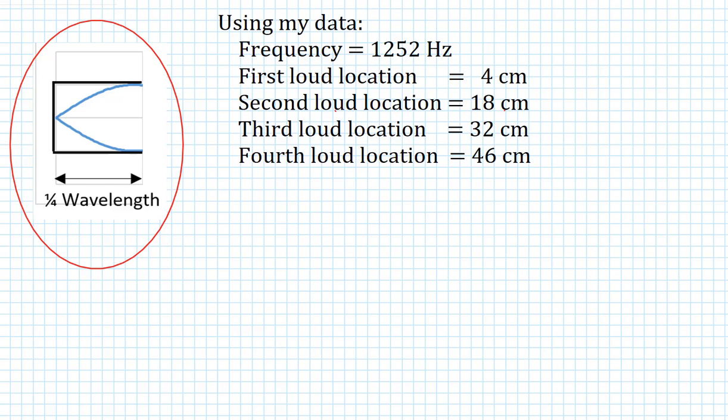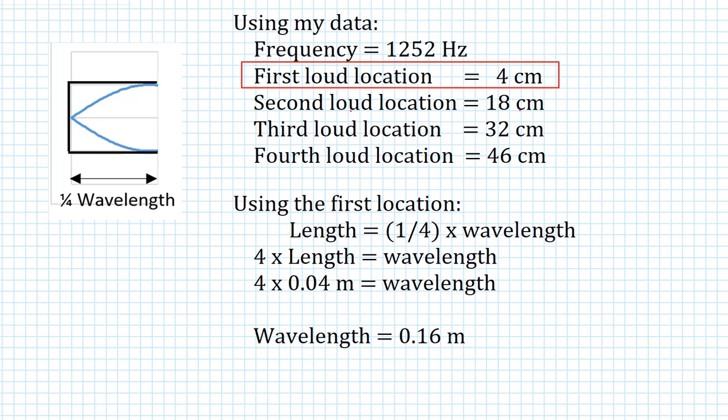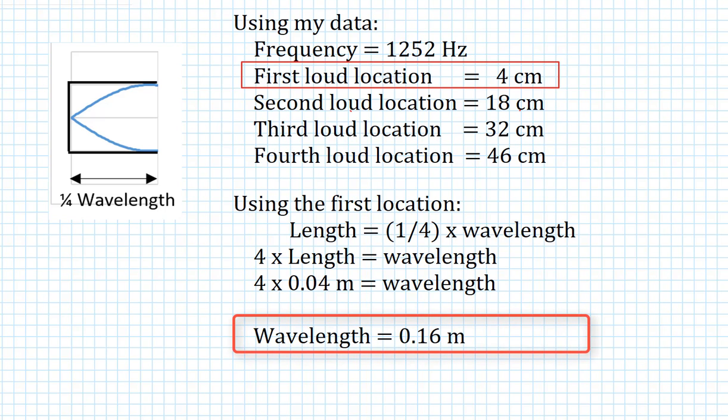It looks like this. The length of the pipe should be 1/4 of the wavelength. Using just the first location, 4 centimeters, the length of my pipe is equal to 1/4 of the wavelength. If I multiply both sides by 4, I get 4 times the length is equal to the wavelength. I convert the centimeters to meters, so that's 4 times 0.04 meters, and I get 0.16 meters or 16 centimeters for my wavelength.